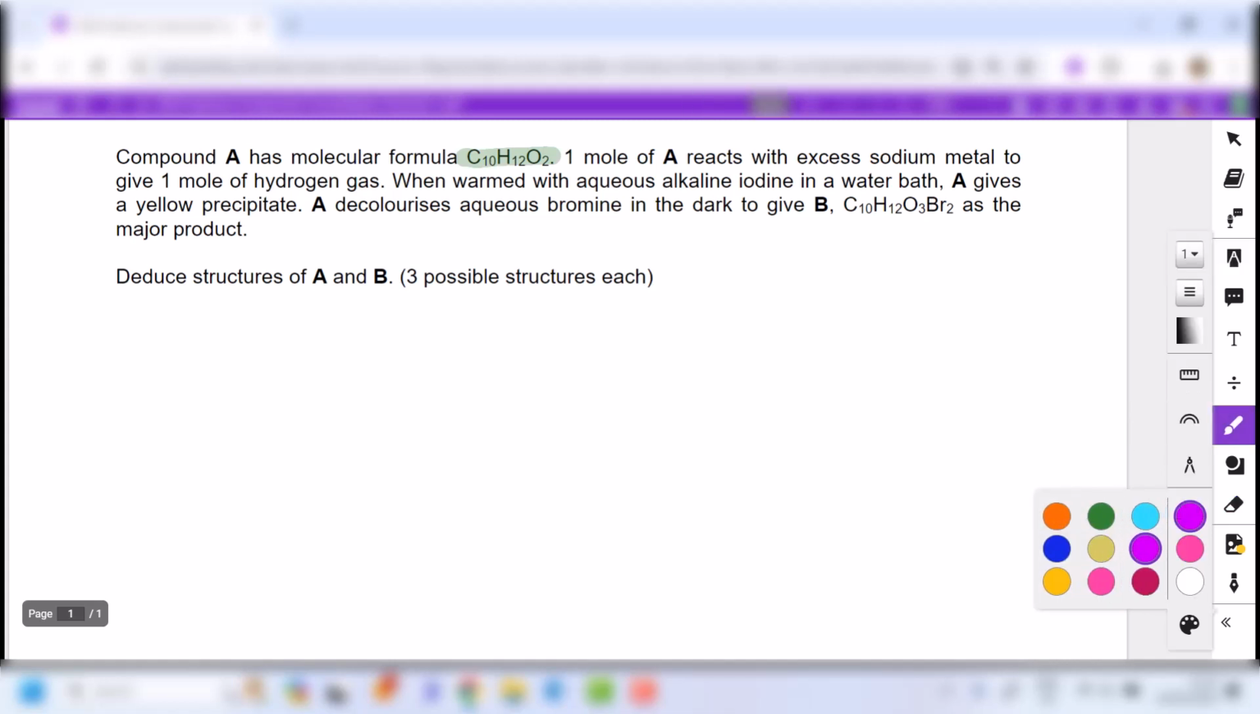So probably the first thing we want to do is to determine the degree of unsaturation. You can easily determine it by performing a straightforward calculation, 2n plus 2. So the maximum number of hydrogen a 10 carbons compound can have will be 22. So that will be 22 minus 12 divided by 2. So that will be 5.